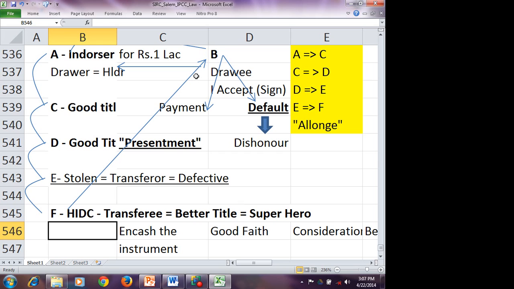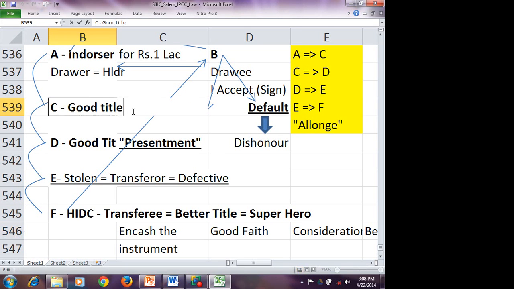Slap him back and say, "I am a holder in due course. Notwithstanding the defective title of E, I always get a better title." So therefore, a holder in due course always gets a better title to the instrument. There are certain privileges given to him. The first privilege is better title, irrespective of the defective title of the transferor, provided I acquired it in good faith, for valuable consideration, before maturity of the instrument. I have a better title, I can go and make B liable and claim the amount.